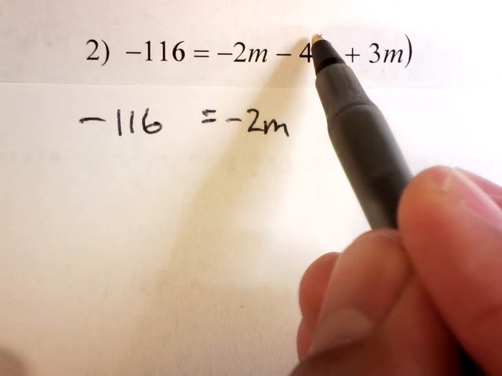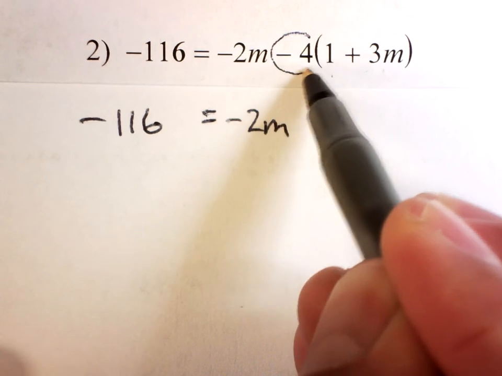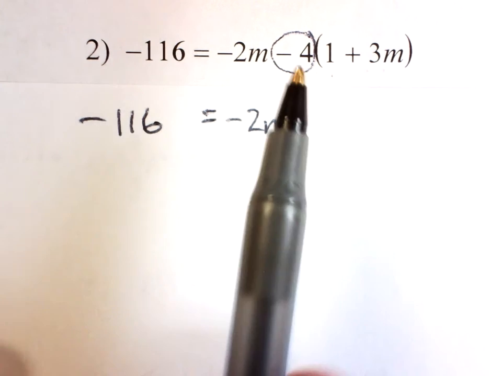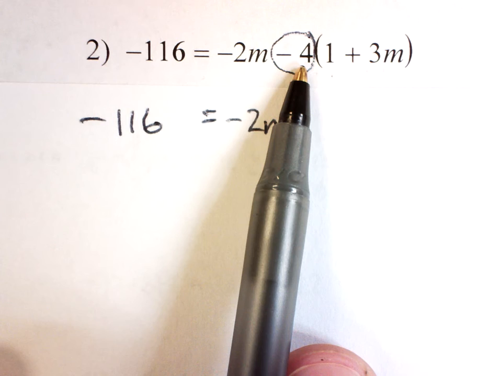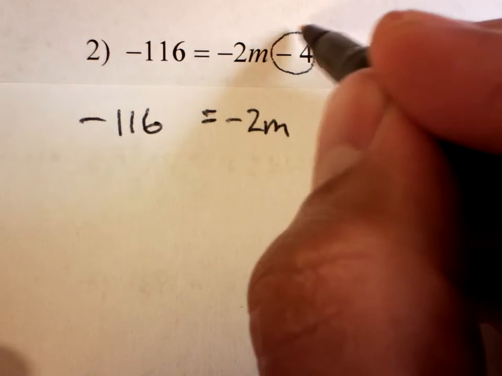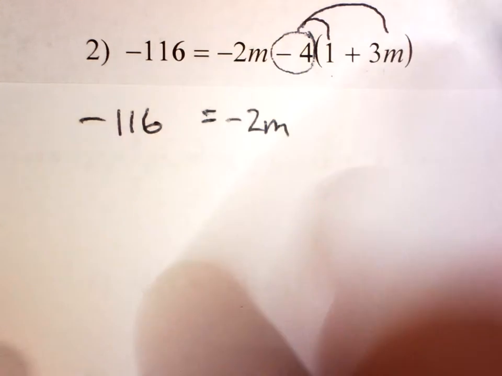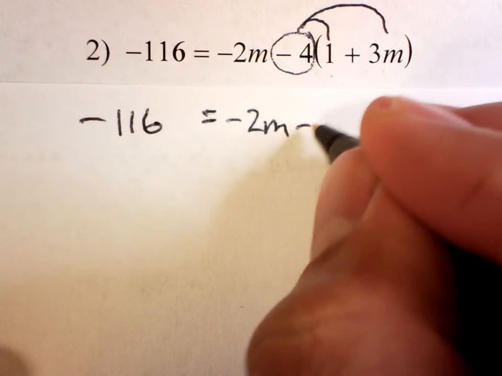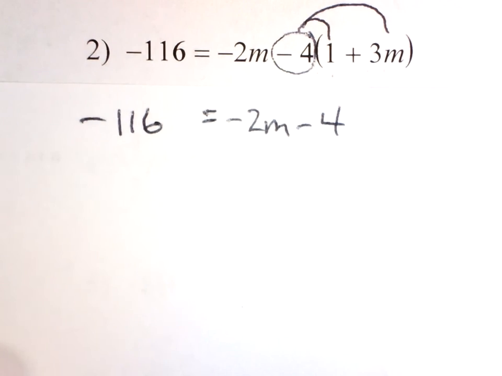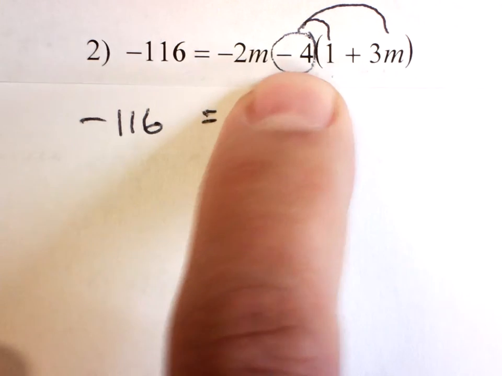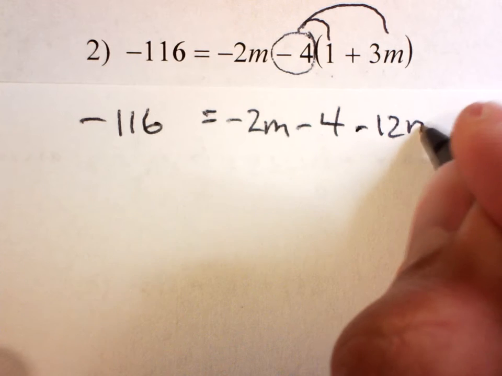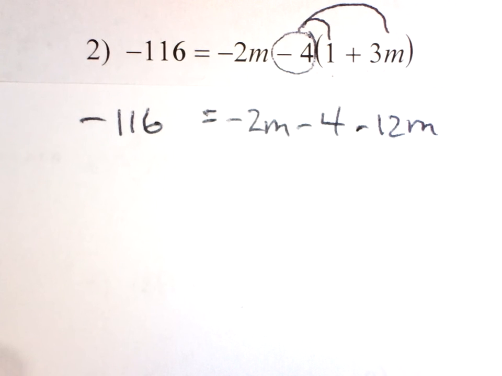And also notice this minus sign, which is attached to the 4. That negative sign, that minus sign, is part of the 4. They're attached. So when I do this multiplication, I must do negative 4 times 1, which is just minus 4. And then I must do negative 4 times 3m, which is just negative 12m. Okay, so I got rid of the parentheses.